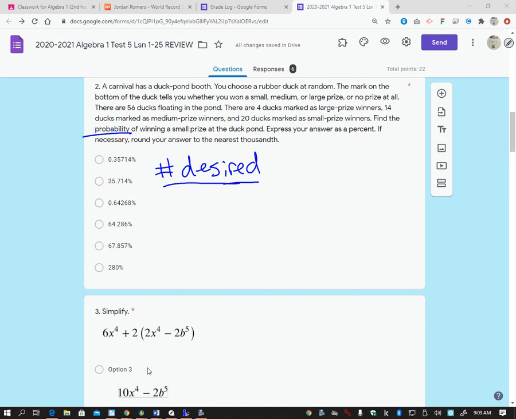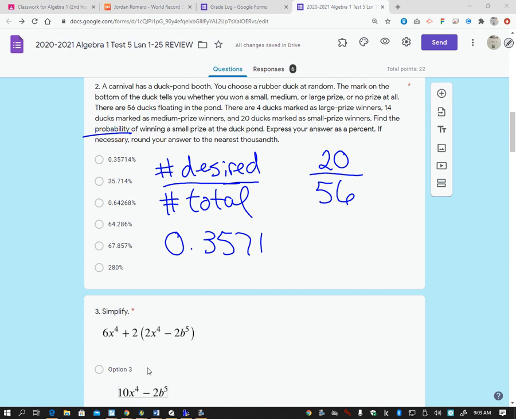Now what type of number goes on the bottom? What's another word for all of them put together? Total. So what you're saying is that there are 20 small ducks. How many total ducks are there? 56. So what I'm doing with my calculator is taking 20 divided by 56. That gives 0.3571. Okay, so we'll take it there.